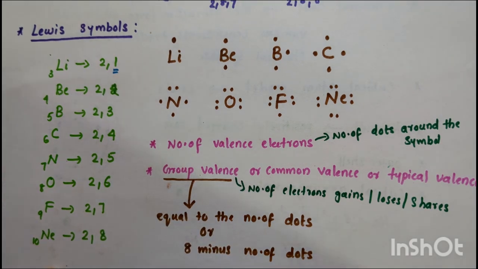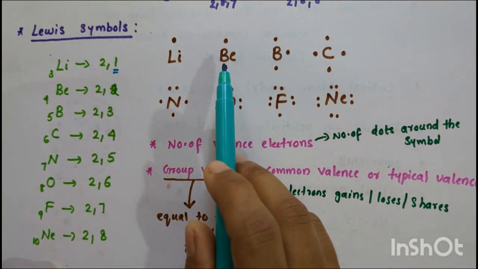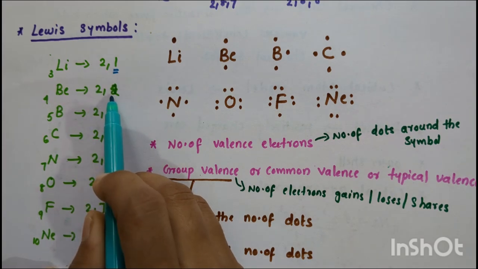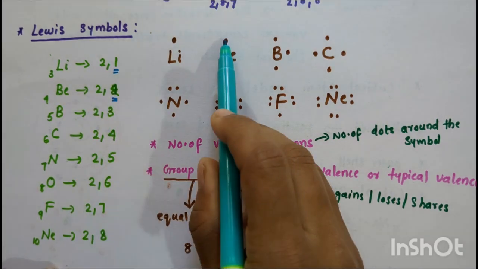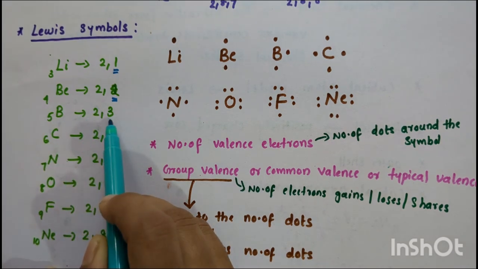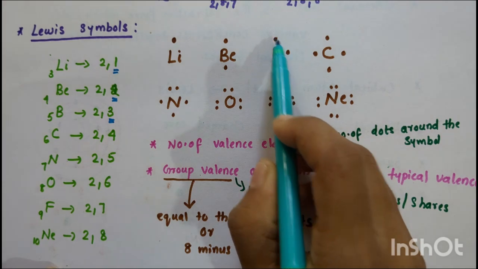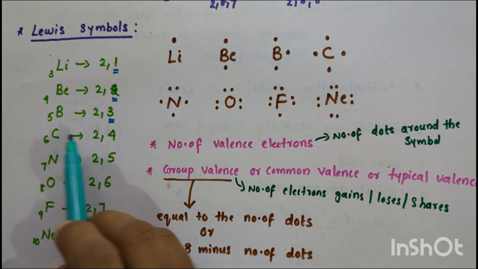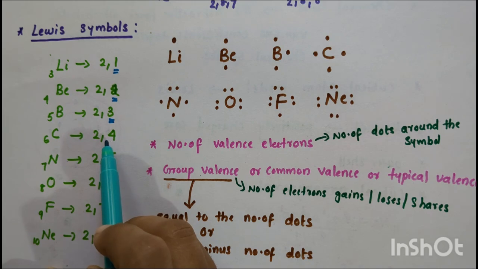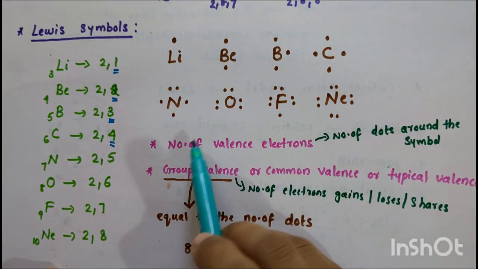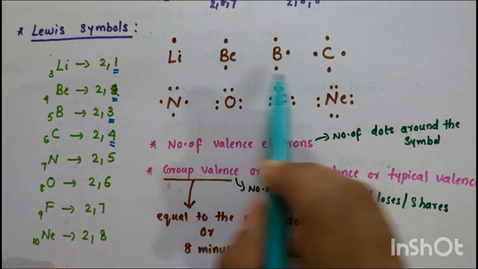Okay, similarly, if you consider beryllium, its atomic number is 4. So electronic configuration 2, 2, outer shell electrons are 2, so 2 dots. For boron, its atomic number is 5, so electronic configuration 2, 3, outer shell electrons 3, so 3 dots around B. For carbon, its electronic configuration is 2, 4 because its atomic number is 6. So the outer shell electrons are 4, so 4 dots around C. Okay, these are the Lewis symbols.